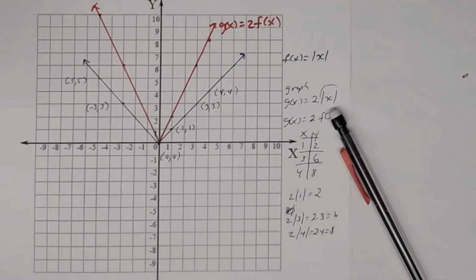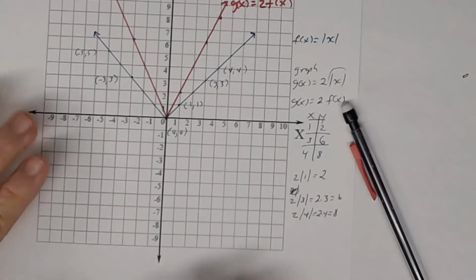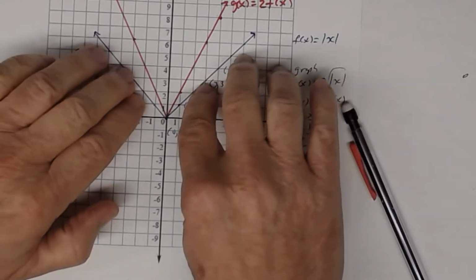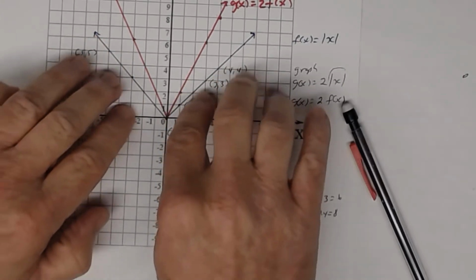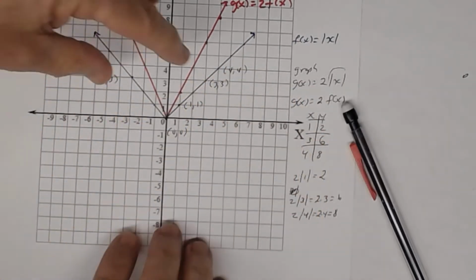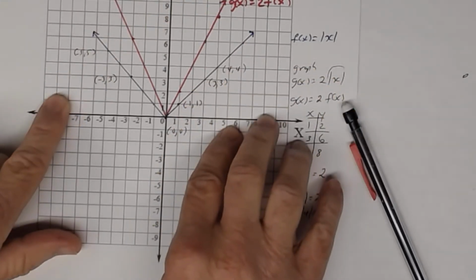That's a stretch. All right, now let's look at what a compression is. A compression would be the other way. So you're moving it towards that x-axis. So you're vertically compressing. This is a vertical stretch. This would be a vertical compression.